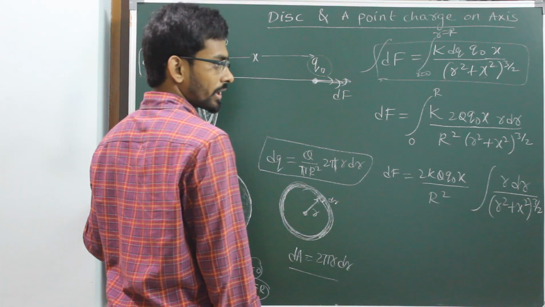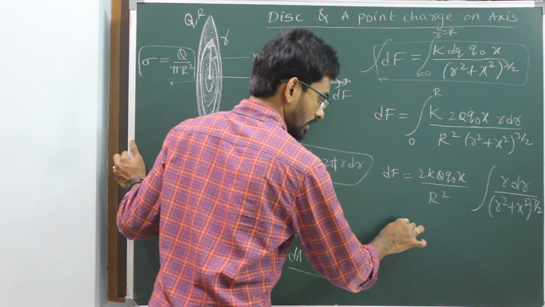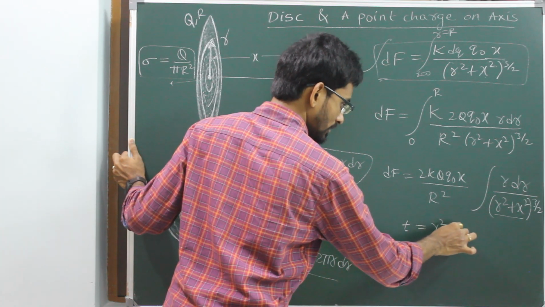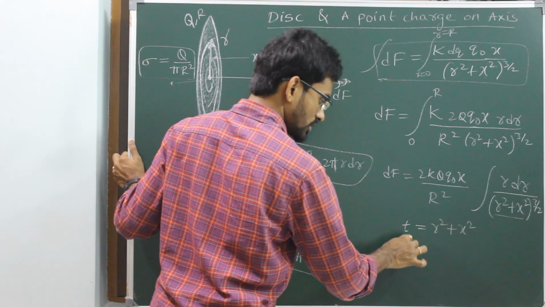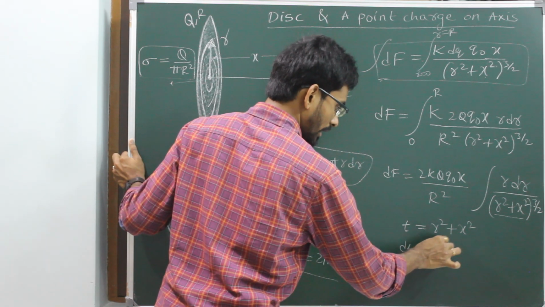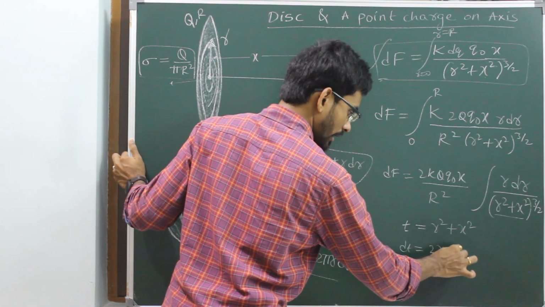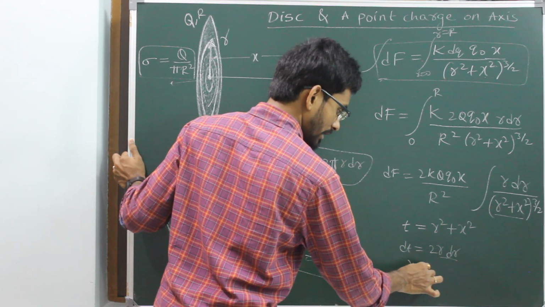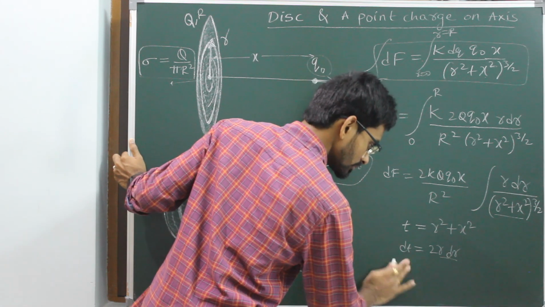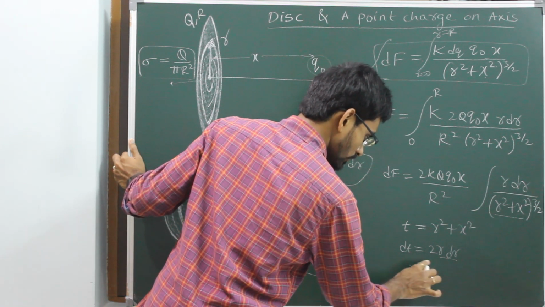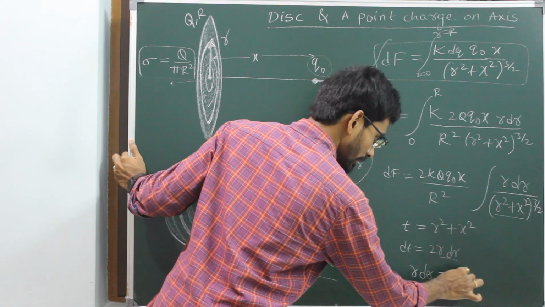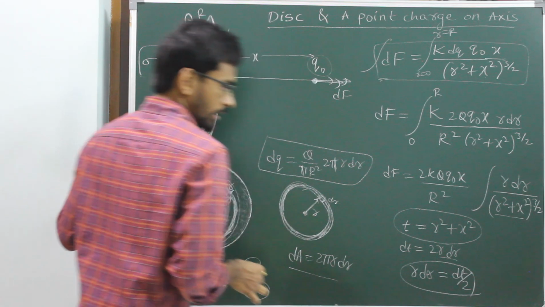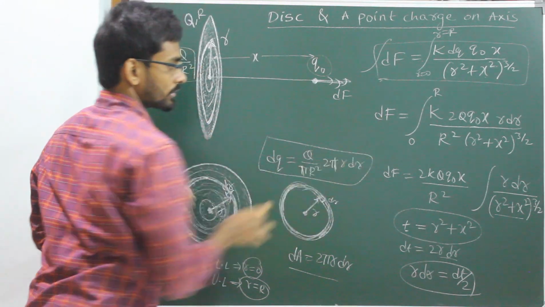Now we can take the substitution method. Let us take this inside function as t. So t is equals to r square plus x square. If I differentiate, you'll get dt equals 2r dr, as x is constant. From this we get r dr as dt by 2. So r dr is dt by 2 and r square plus x square is t. Let us substitute these values in this term.